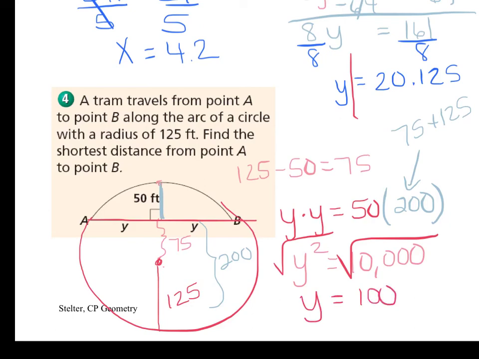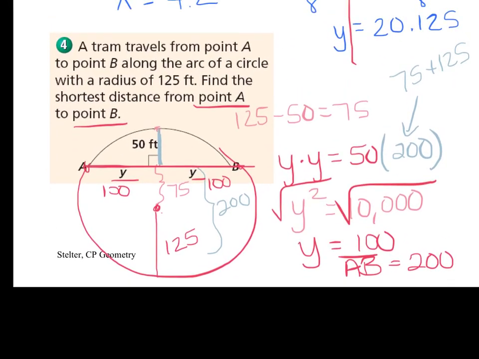And they want to know, find the shortest distance from point A to point B. So from A all the way over to point B is 2 y's. So if one y is 100, then the other y is also 100. So the shortest distance, AB, is 200. That's the answer they want.